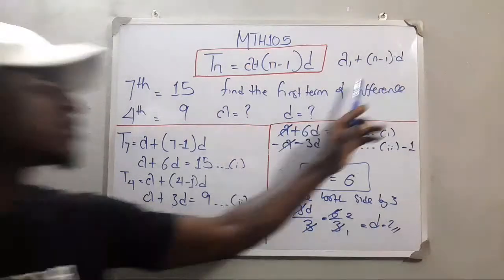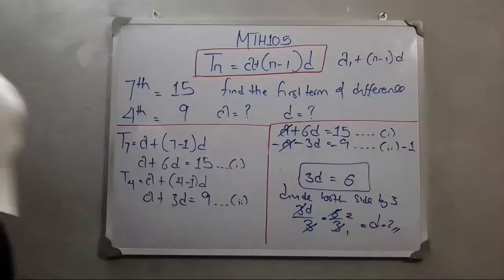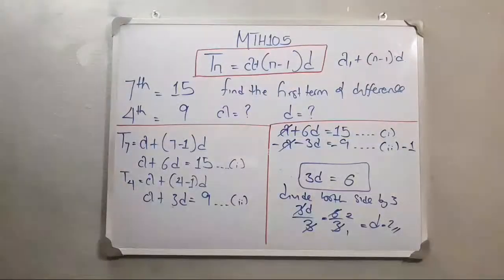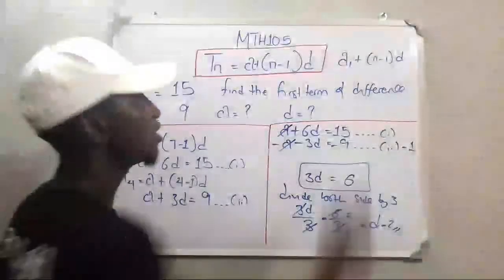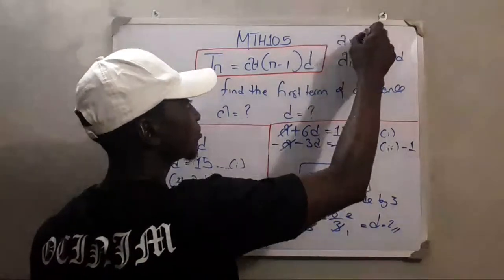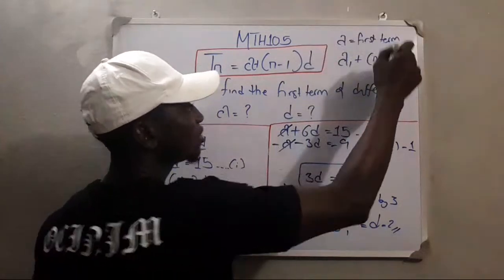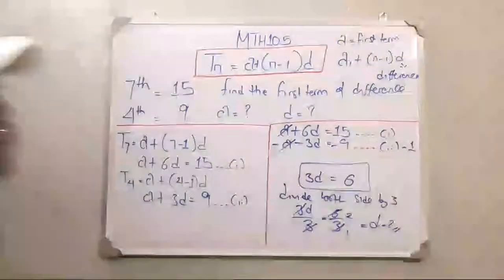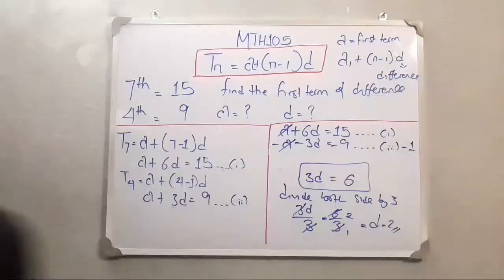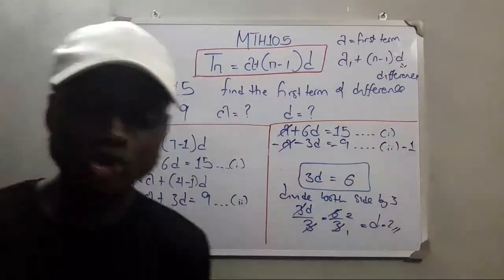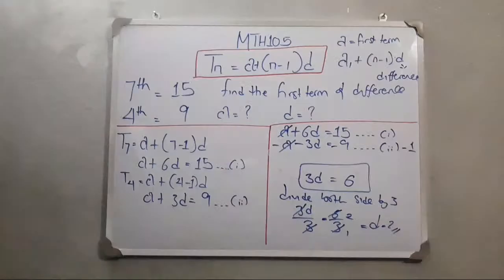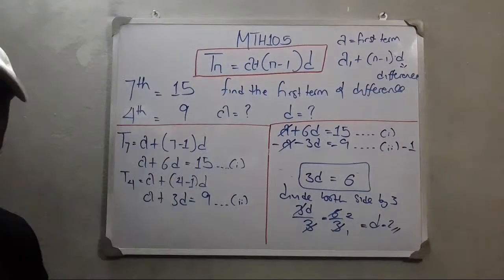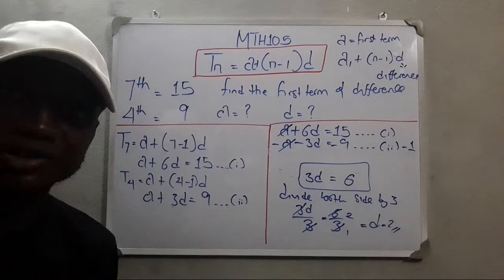This formula is applicable when you have, yesterday we said our A is the first term, and D is the difference. So you get to use this formula when you are given your first term. So what if we have a situation where you are not given your first term? This is the formula applicable to such a situation. So let's solve a question on that.